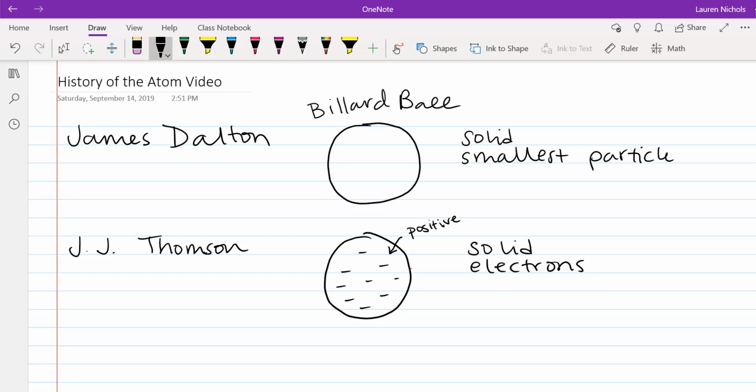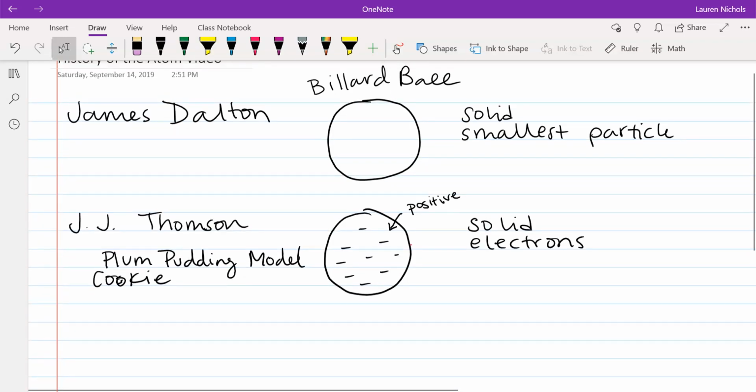Now, his model is called the plum pudding model because that was a thing in England and Europe, but for us, it's easier to think about a cookie, specifically a chocolate chip cookie, where the cookie part is positive and then the chocolate chips are the electrons that are sprinkled in randomly all throughout the model.